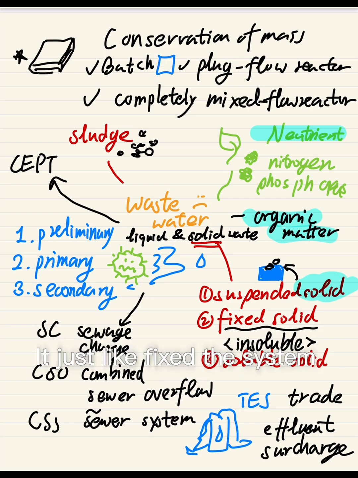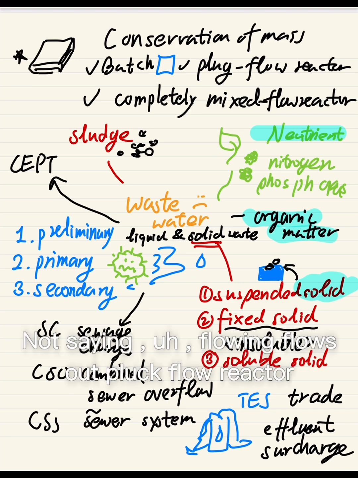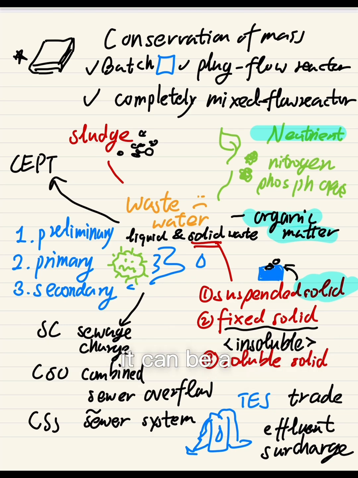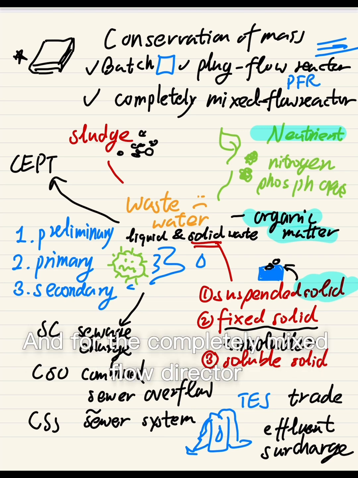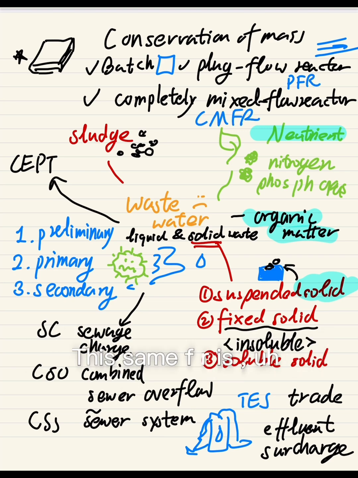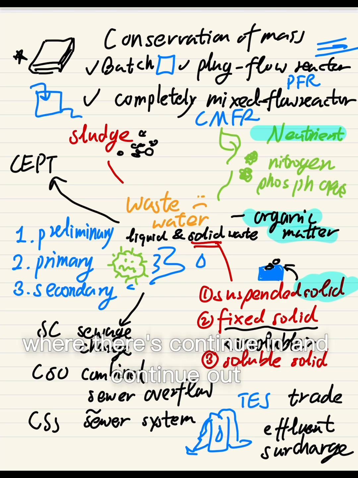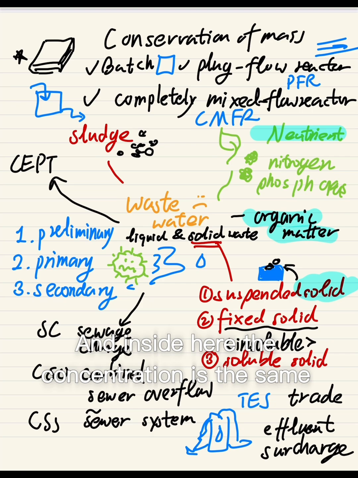For the batch, it's just a fixed system, nothing flows in, nothing flows out. The plug flow reactor can be like a tube, continually flowing. We can also call it PFR. And the completely mixed flow reactor, we can also call it CMFR. This CMFR is a system where there's continuous flow in and continuous flow out, and inside here, the concentration is the same.